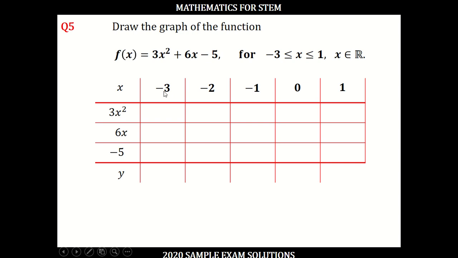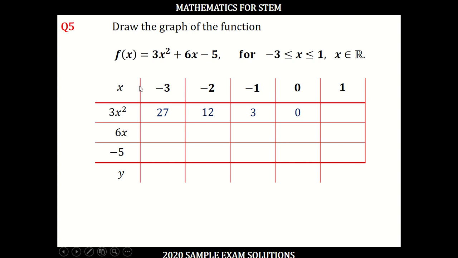Now minus 3 by minus 3 is 9, and 9 by 3 gives 27. Minus 2 by minus 2 is a plus 4, and then 4 by 3 is 12. Minus 1 by minus 1 is a plus 1, and 1 by 3 is 3. 0 squared is 0, and 0 by 3 is still 0.